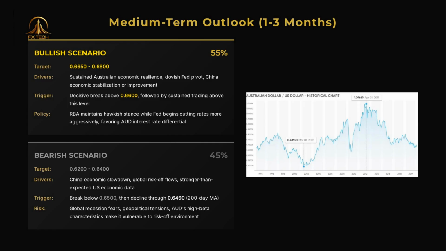economic data. The trigger would be a break below 0.6500, then decline through 0.6460, the 200-day moving average. AUD's high beta characteristics make it vulnerable in a risk-off environment, especially with global recession fears or geopolitical tensions.